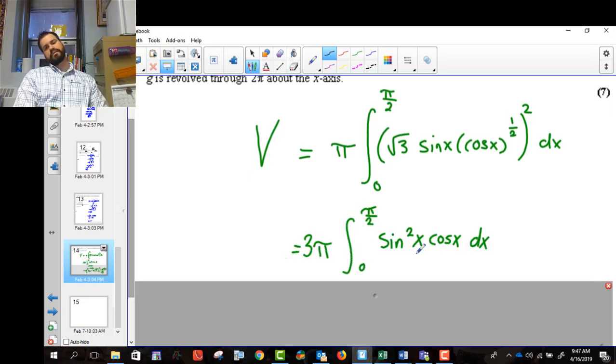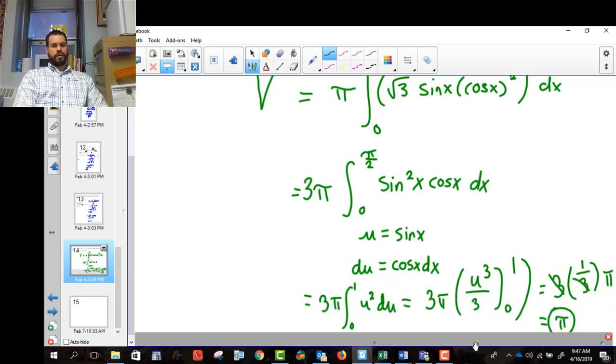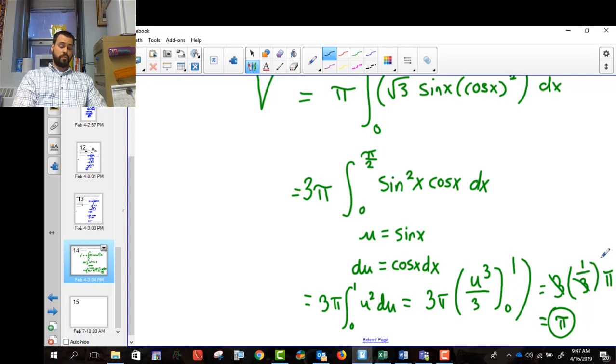And then to integrate this, we have to use substitution. So we have to let u equal sine x, du equal cosine x, and then if u is sine x, the sine of 0 is 0, and the sine of pi over 2 is 1. And so we end up with u squared from 0 to 1. We integrate, we get u cubed over 3. The 3's cancel, and I'm going from 0 to 1. If I plug in 1, I get 1 cubed over 3, or 1/3, that's where that came from, excuse me. And then if I plug in 0, I get 0, so that doesn't need to be there. And so my answer is pi.